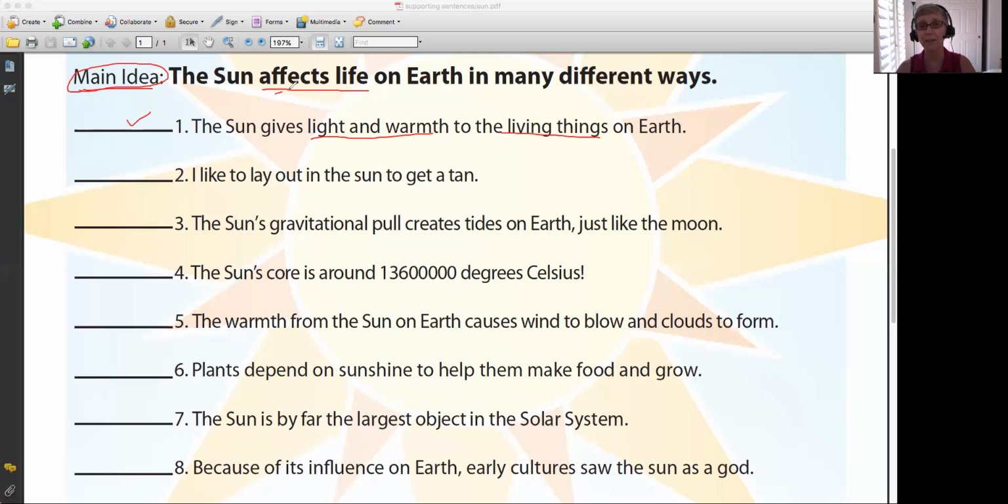Okay, so we want to keep thinking, how is it affecting life on Earth? This next one says the sun's gravitational pull creates tides on Earth, just like the moon. So this one I'm going to help you with. You have to kind of figure, do the tides affect life? And you know what I mean by tides, right? Yeah. Okay, perfect. So do tides affect life?